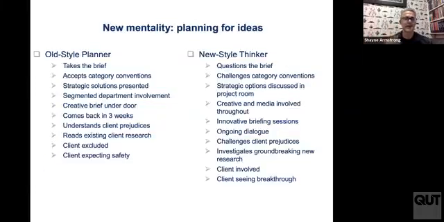All right, so the old style planner, yep, you got the brief, you just accepted what everyone thinks they know about the brand or the category conventions. That, you know, four-wheel drives are for driving in muddy mountainous terrains, for example. Okay, you present the strategic solutions, you go away, you do your magic, you come back, the client is locked out, the consumer isn't really consulted, the gurus do their job. That's the old style of doing it.